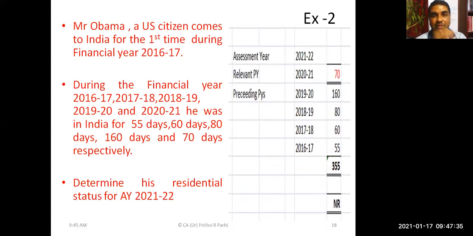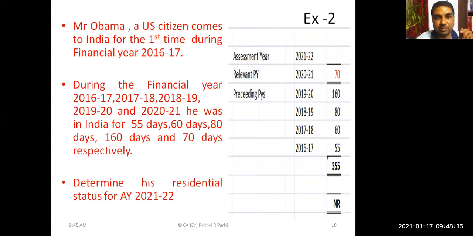I'm showing you the answer. So he is non-resident, it appears to me. Are these computations right? In the relevant previous year, he has stayed 70 days. For the other 4 preceding previous years, it should be 365, but he has stayed for 355. So the 60 plus 365 condition is not met. The first condition is also not met because he has not stayed for 182 days. So accordingly, is he a resident or non-resident? Non-resident. Is it clear to you?